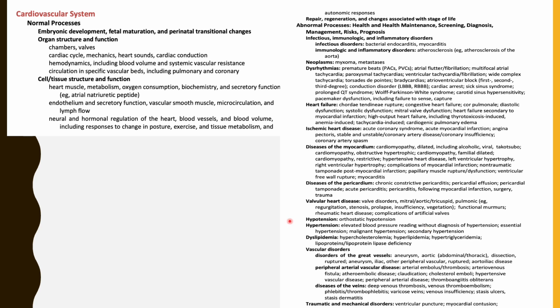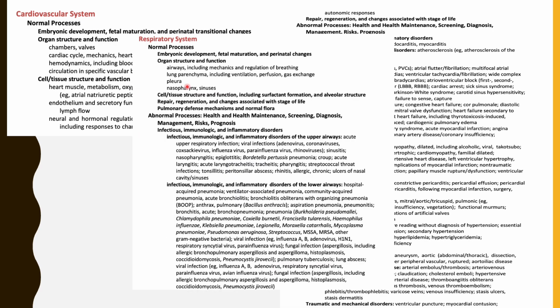So that if something is in here that comes up on NBMEs, for example, and you say, oh my god, I didn't find this anywhere in UWorld, you know where these people get their stuff from. So here is an example for respiratory: organ structure and function, cell tissue, even pulmonary defense mechanisms and normal flora. No one asks about that nor even mentions it in First Aid or UWorld.